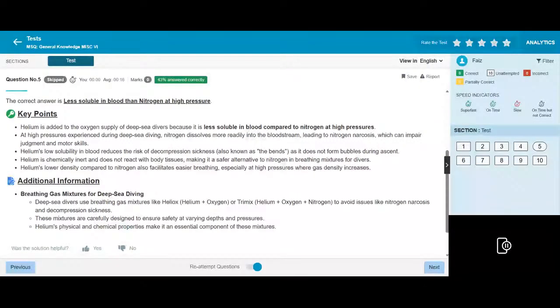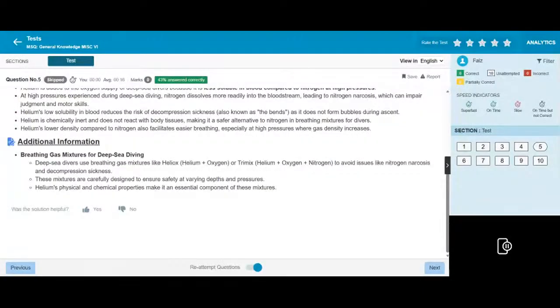Helium is chemically inert and does not react with body tissues, making it a safer alternative to nitrogen in breathing mixtures, and facilitating easy breathing, especially at high pressure. Breathing gas mixtures for deep sea diving: divers use mixtures like helium-oxygen and helium-oxygen-nitrogen to avoid issues like nitrogen narcosis and decompression sickness. These are carefully designed to ensure safety at varying depths and pressures. Helium's physical and chemical properties make it an essential component of these mixtures.